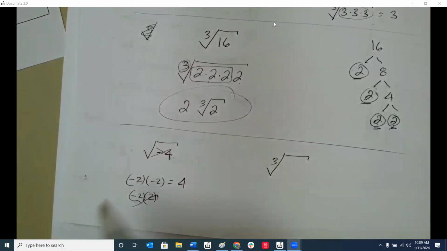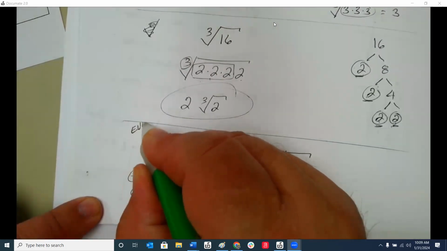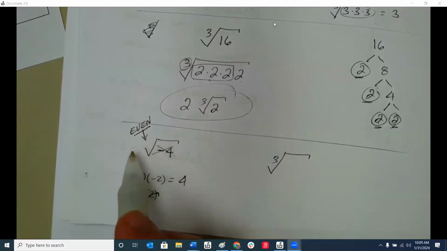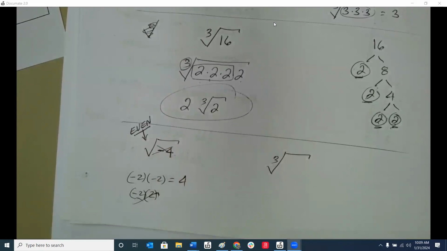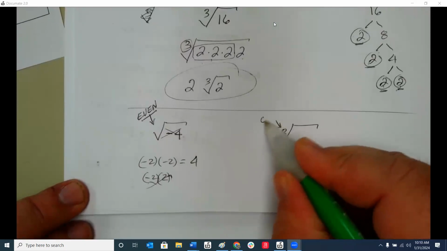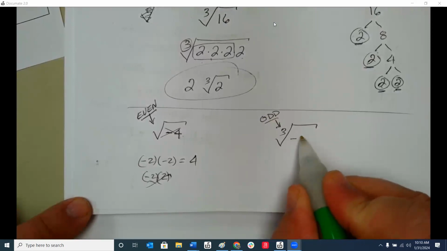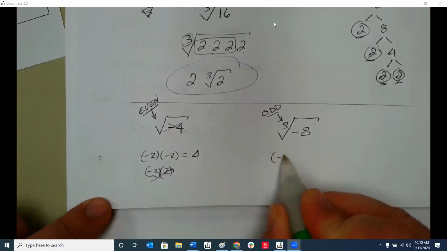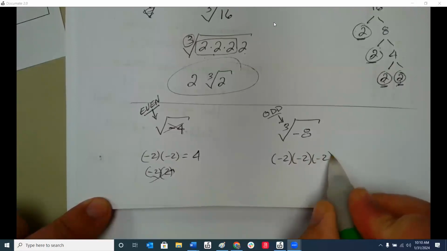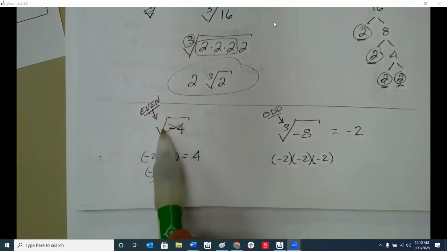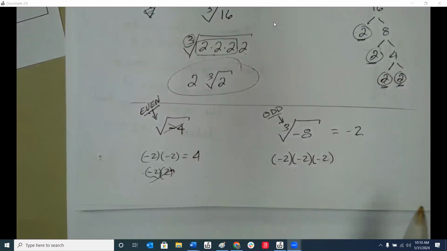Well, let's go even further than that. If the root is even, square root, 4th root, 6th root, 8th root, 10th root, you cannot have a negative inside there. If the root is odd, it can be positive or negative. Because -8 can be made up of -2 times -2 times -2. Because we have an odd number of negatives. So if it's an even root, you cannot have a negative inside there. If it's an odd root, you can be positive, negative, or 0.